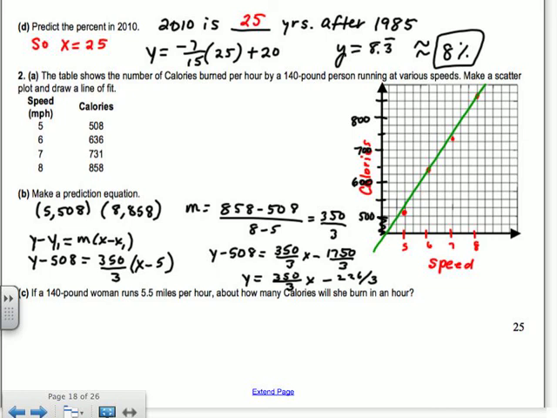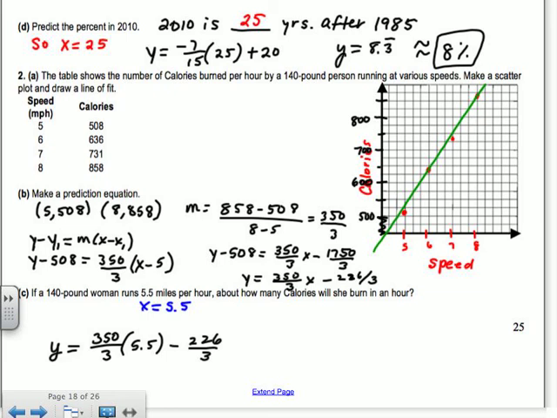So part C: if a 140-pound woman runs 5.5 miles per hour, so that's her speed, so that's the x value, about how many calories will she burn in an hour? Yes, did you say 236 divided by 226? It's kind of hard to read yet. Okay, so we're going to plug in x equals 5.5. So I'm going to have 350 over 3 times 5.5 minus 226 over 3.